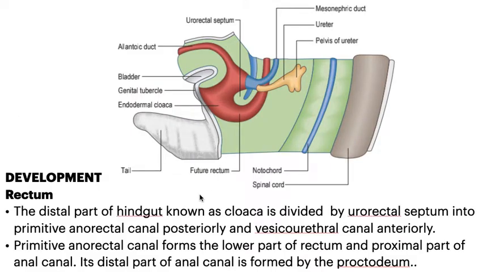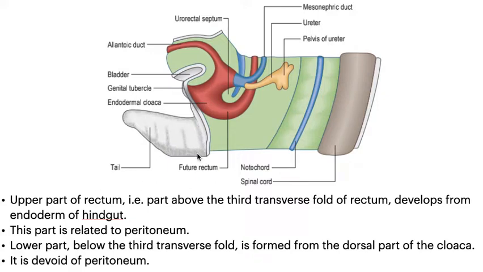A little bit about the development of the rectum and the anal canal. The distal part of the hindgut is called the cloaca, divided by the urorectal septum into a primitive anorectal canal posteriorly and the vesico-urethral canal anteriorly. The primitive anorectal canal forms the lower part of the rectum and the proximal part of the anal canal. The distal part of the anal canal is formed by the proctodeum. The upper part of the rectum, that is the part above the third transverse fold, develops from the endoderm of the hindgut. This part is related to the peritoneum.